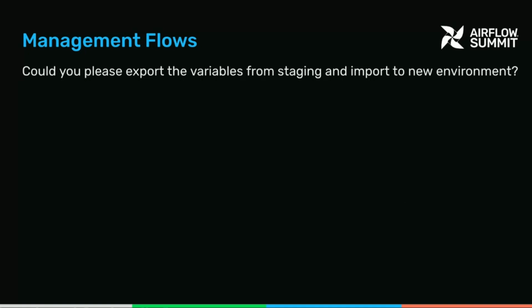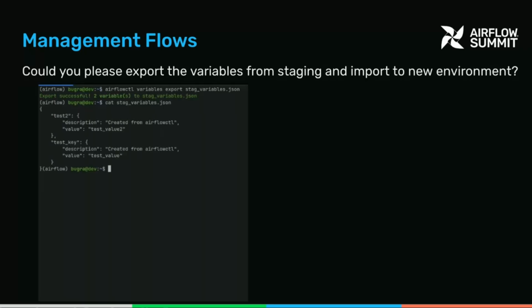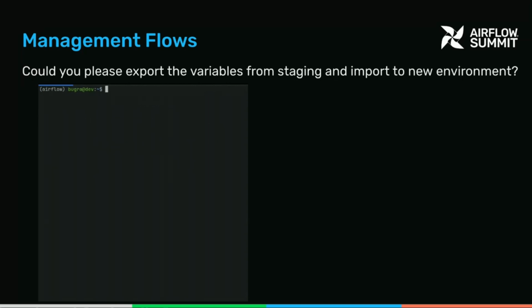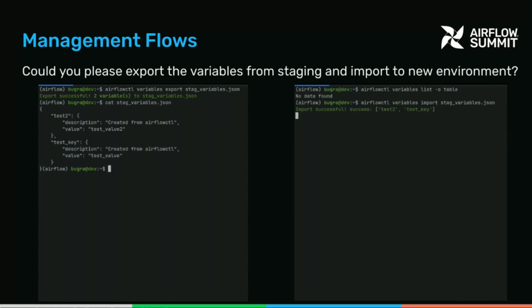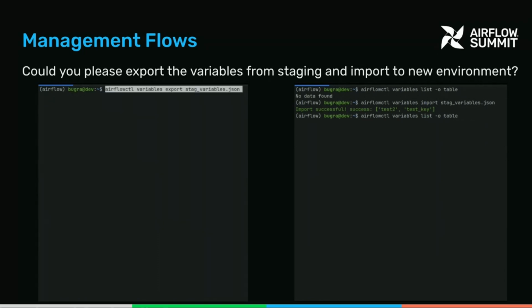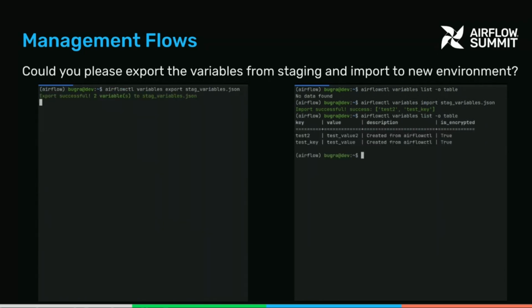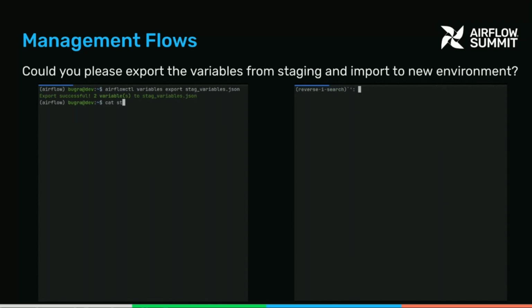Okay, I just want to export the variables from the staging environment, and I will import them into a new staging environment. Let's say we are doing a migration. Of course, I can export variables from the Airflow CLI, right? I can do that with Airflow CTL as well. So a pretty similar command line, Airflow CTL variables export, and pretty similar for the import as well. We have import and the JSON file, and then our variables are imported successfully.